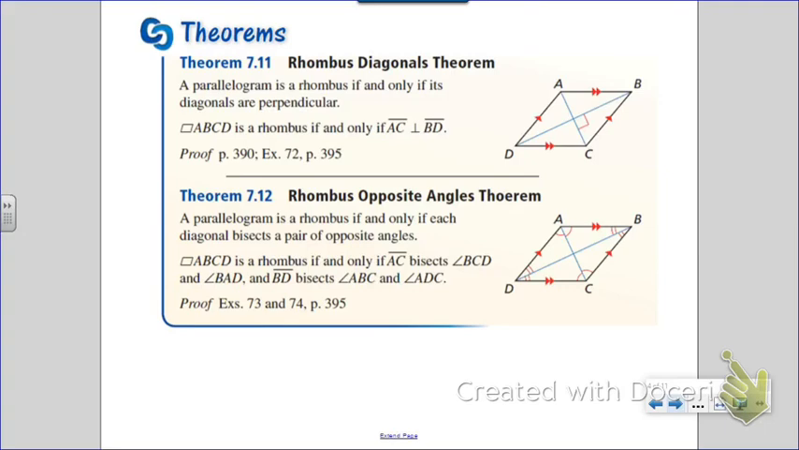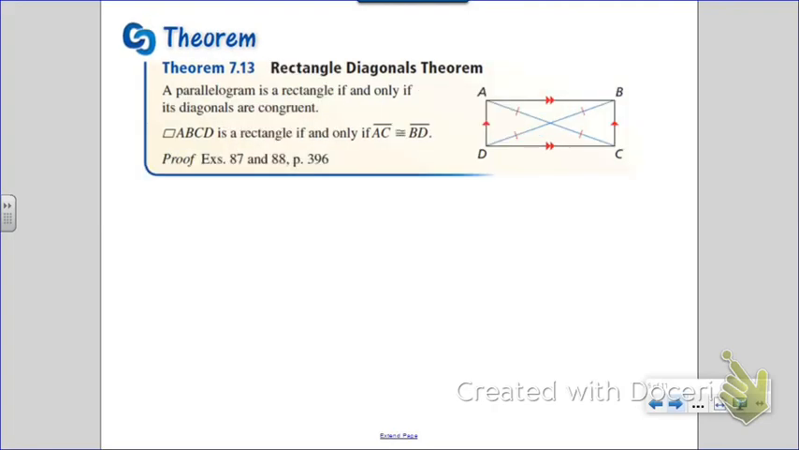The diagonals are perpendicular for a rhombus. The diagonals also bisect a pair of opposite angles. Examples are given with the corollary and the theorems in this lesson. For a rectangle, the diagonals are congruent.